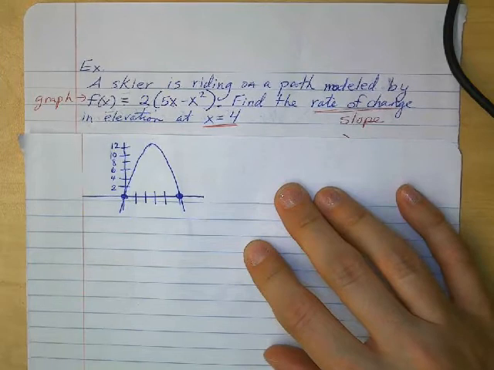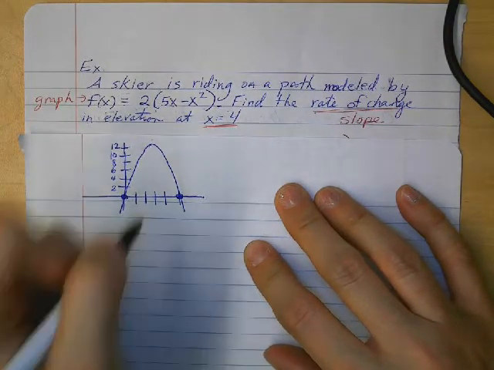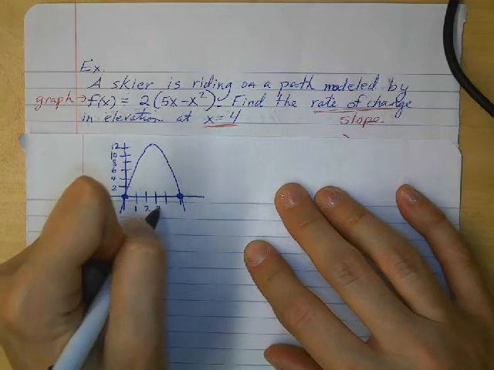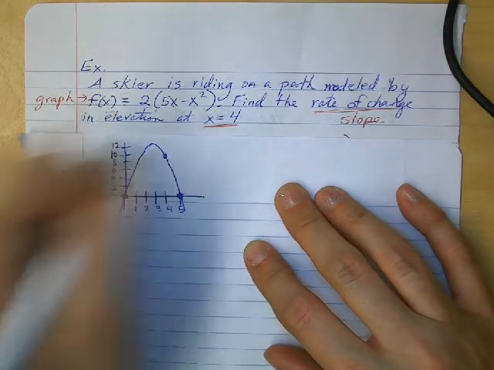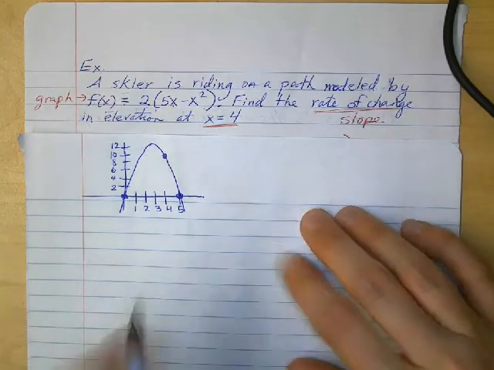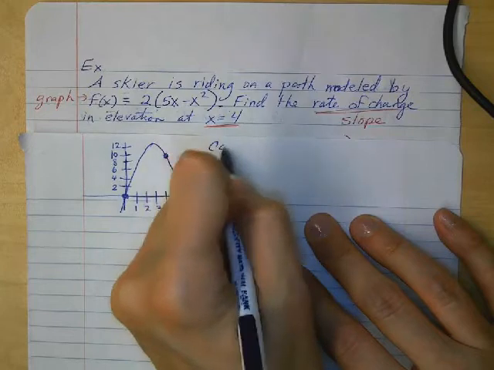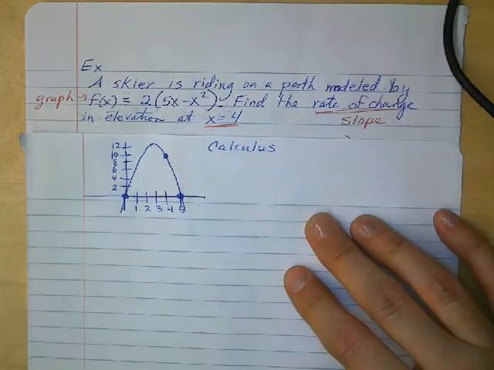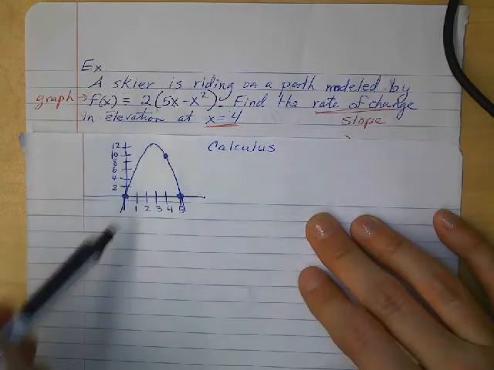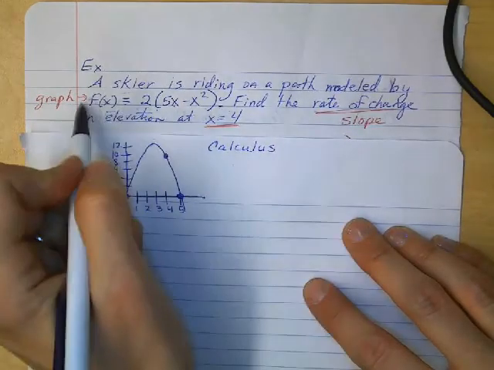And they want you to find the rate of change in elevation at x equals 4. When x equals 4, you're up here somewhere. Now your textbook says if it is a calculus problem, that you should try to figure out the answer graphically or numerically. So the graph helps us kind of visualize this.